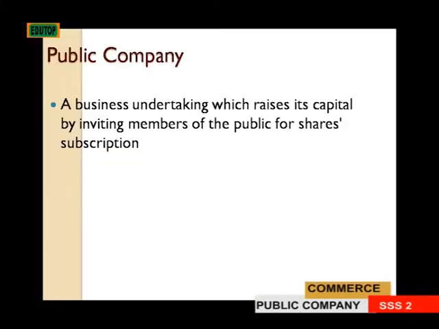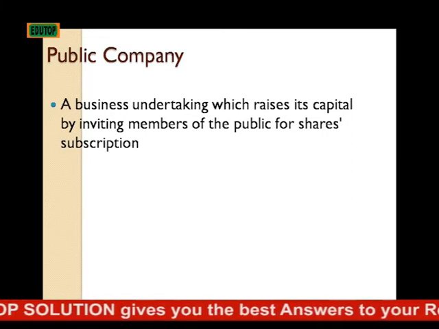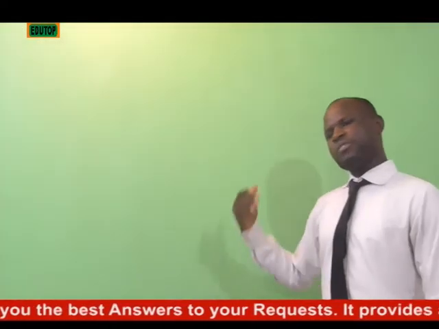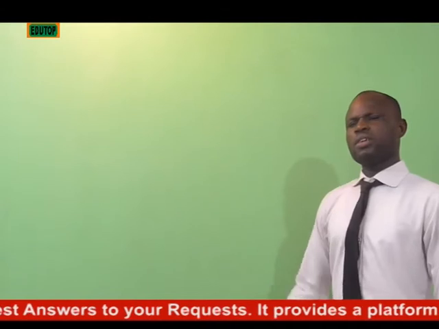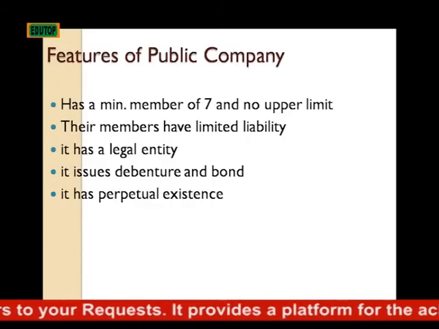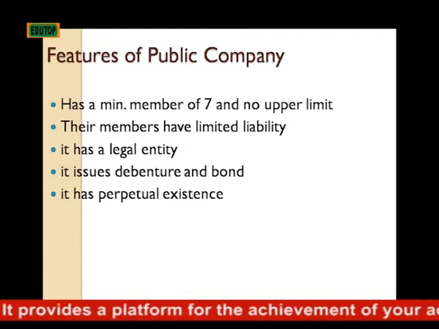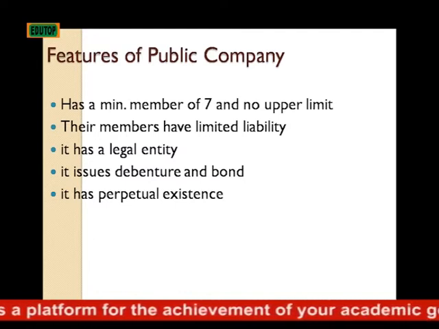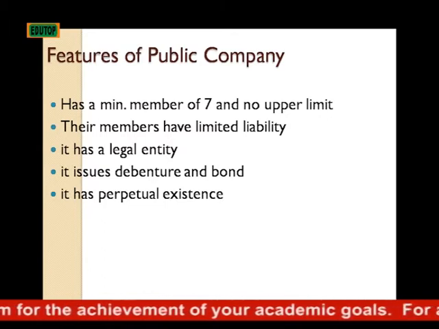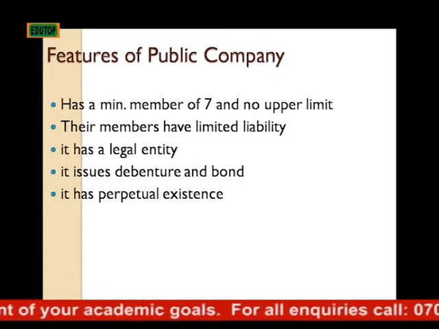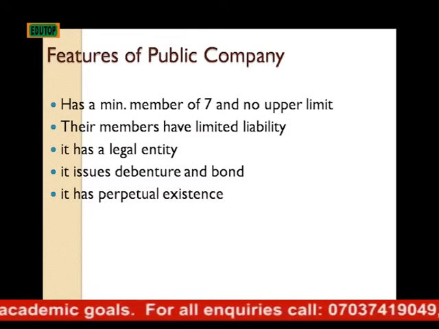Public company. A business undertaking which raises its capital by inviting members of the public for share subscription. Let's look at the features of a public company. 1. It has a minimum membership of 7 and no upper limit. Their members have limited liability. It is a legal entity and it issues debentures and bonds. It has perpetual existence.